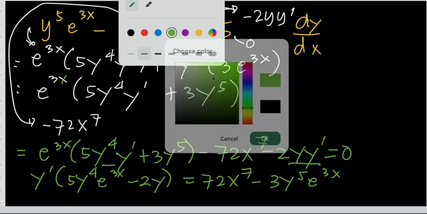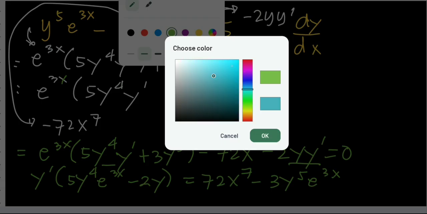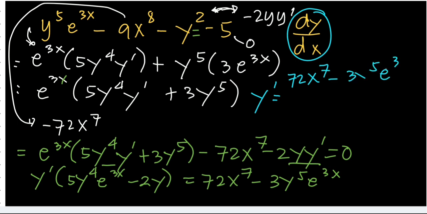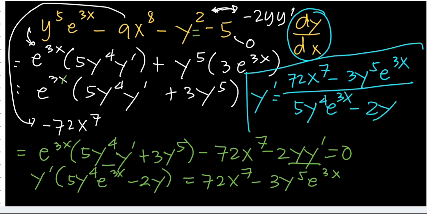Then let's use this y prime, because we are asked for dy dx, derivative of y in terms of x, with respect to x. So that is 72x to the 7th minus 3y to the 5th e to the 3x, divided by 5y to the 4th e to the 3x minus 2y. Yeah, it's long. This is the answer.